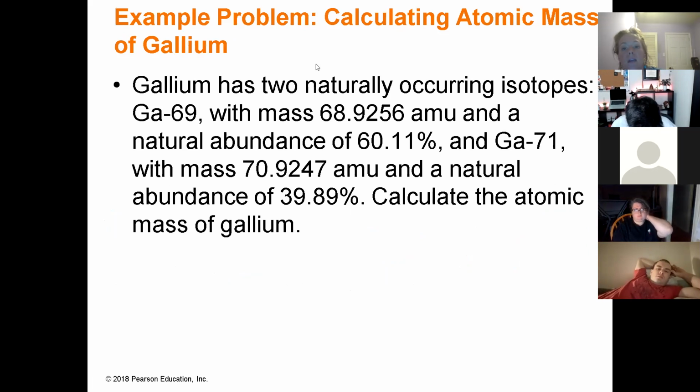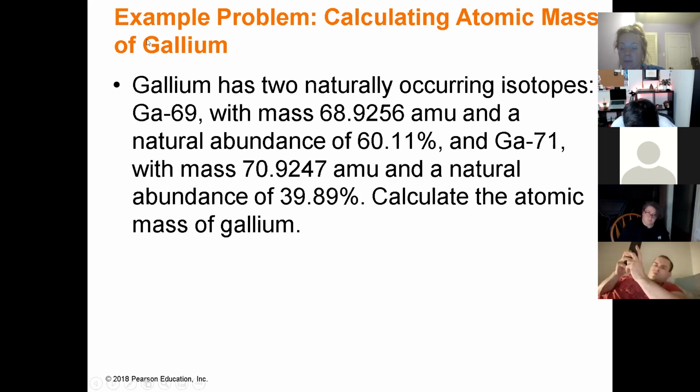Gallium has 2 naturally occurring isotopes. There's gallium-69, which actually has a mass of 68.9256, and its abundance is 60.11%. So the majority of the gallium out there is gallium-69. And then there's a minority, 39.89%, which is gallium-71. Its actual mass is 70.9247. Calculate the atomic mass for gallium. I'll give you guys 3 minutes for this. You have only 2 isotopes to play around with. I'll be back in 2 minutes.